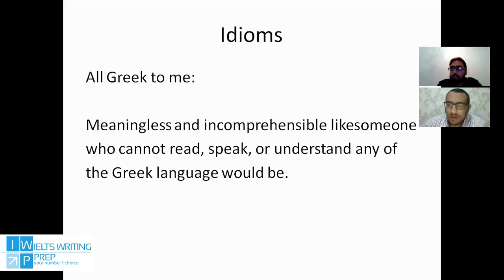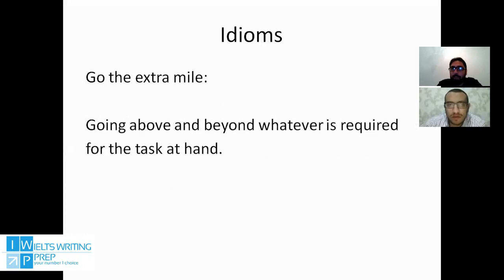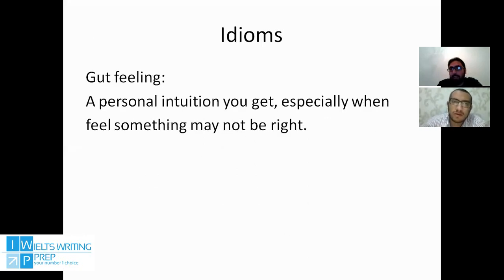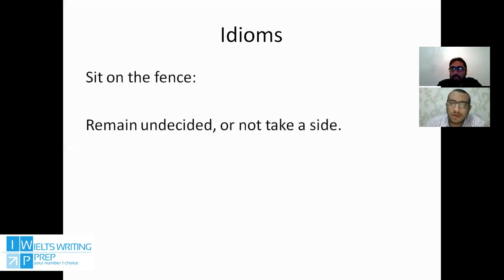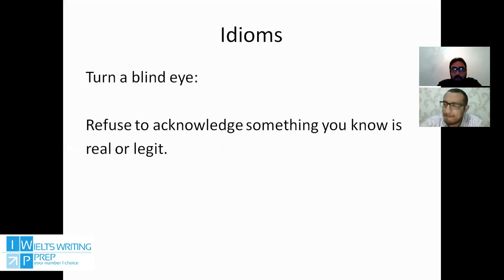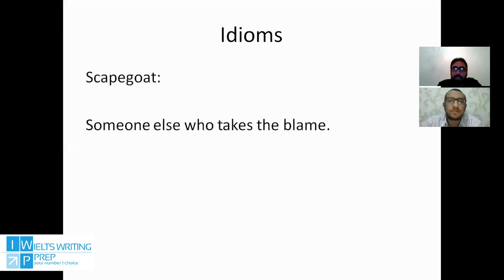So we have "all Greek to me." "Go the extra mile": do more than what's necessary. "Gut feeling": a feeling that you can't really prove, just a feeling. "Sit on the fence": to not take a position or to not take action, maybe. "Turn a blind eye": pretend you don't see something, or refuse to acknowledge something you know is true. "A scapegoat": someone to blame for something.